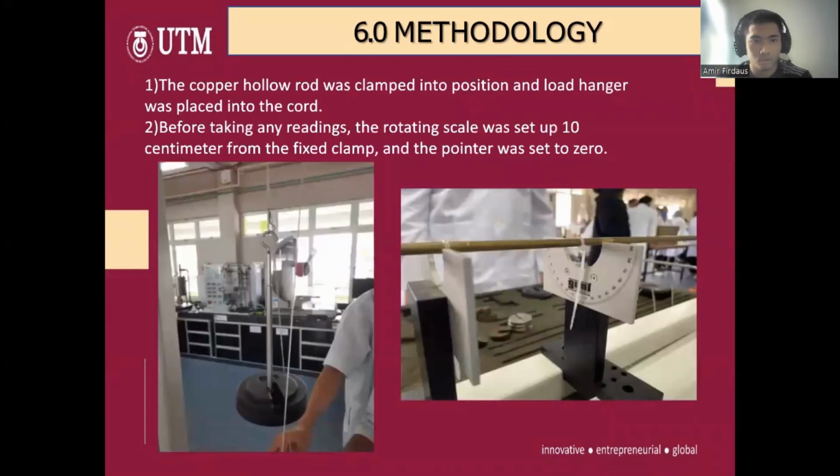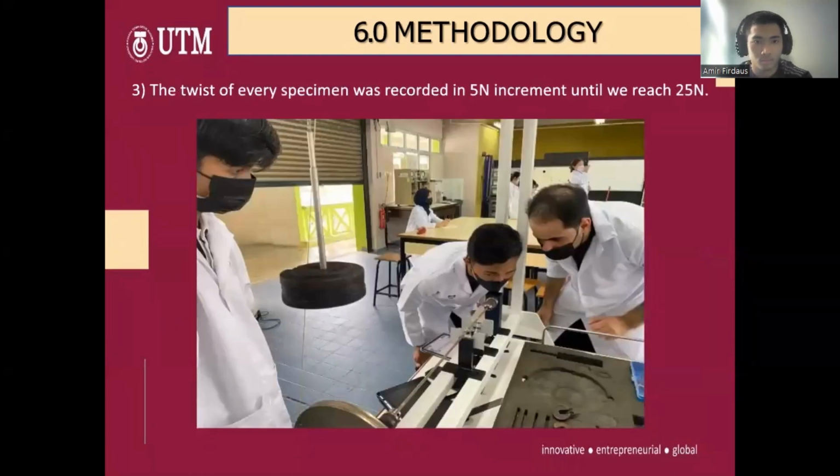For the first step, the copper hollow rod was clamped into position and the load hanger was placed onto the cord. Before taking any readings, the rotation scale was set up at 10 centimeters from the fixed clamp and the pointer was set to 0. The third step is the twist of every specimen was recorded in 5 Newton increments until we reached 25 Newton.